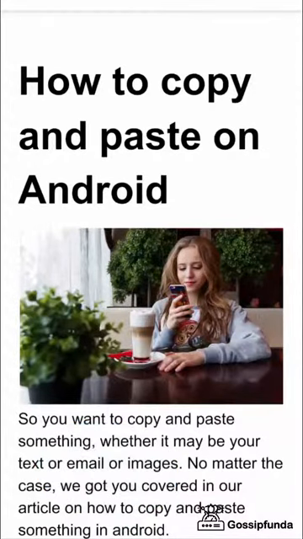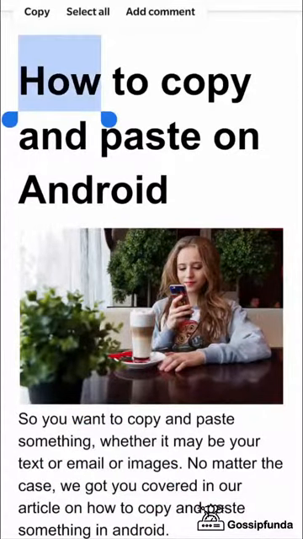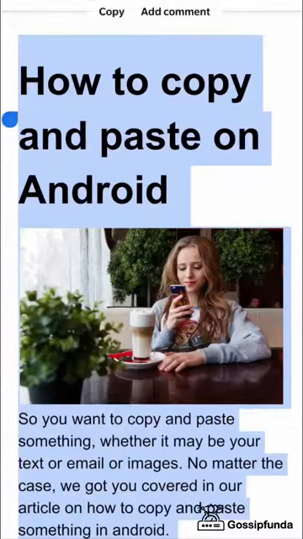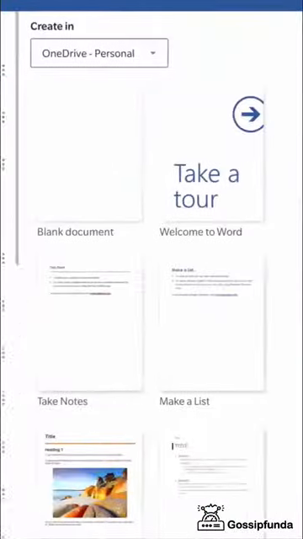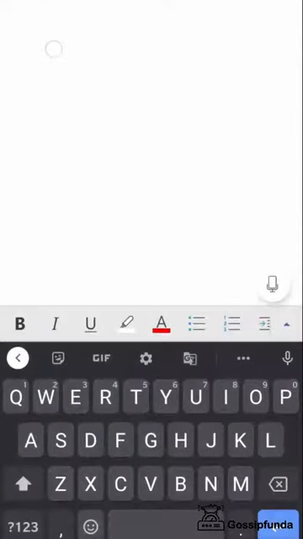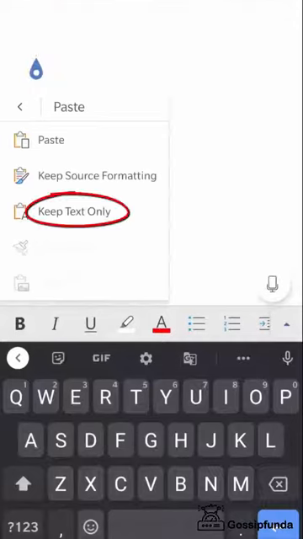Open the document in question, hold on the text and tap on copy. Once done, go to new document and hold. Wait for paste to appear. Note that you can choose to either paste only text or text with format.